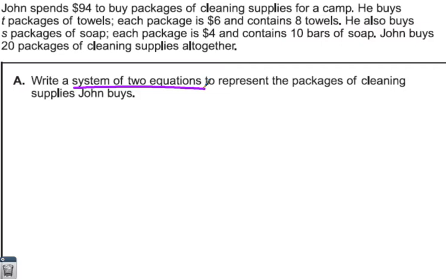But so, writing a system of two equations, as always, we need to pay really close attention to what they want the variables to be and what they want the variables to represent. So check this out. We have the t variable, which would be the number of packages of towels. And we have the s variable, which is going to be the number of packages of soap. Don't get confused about it being a number of packages versus a number of bars or just a number of towels, period. So T is a number of packages and S is a number of packages.